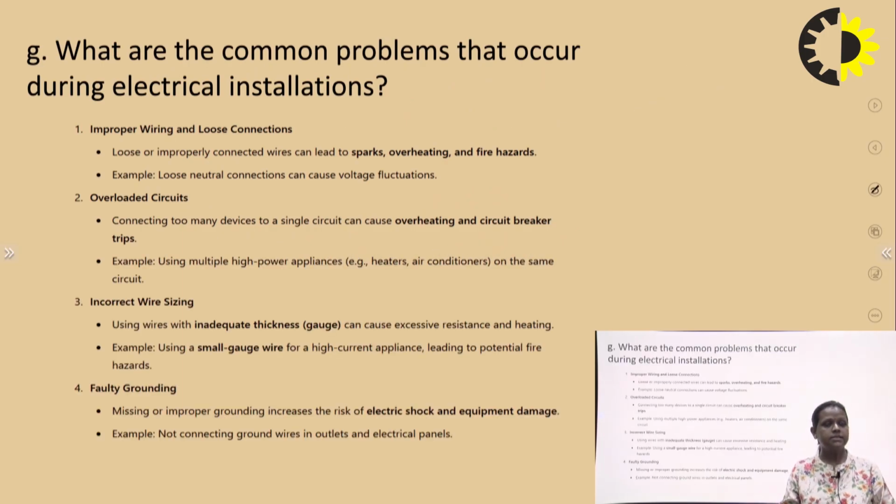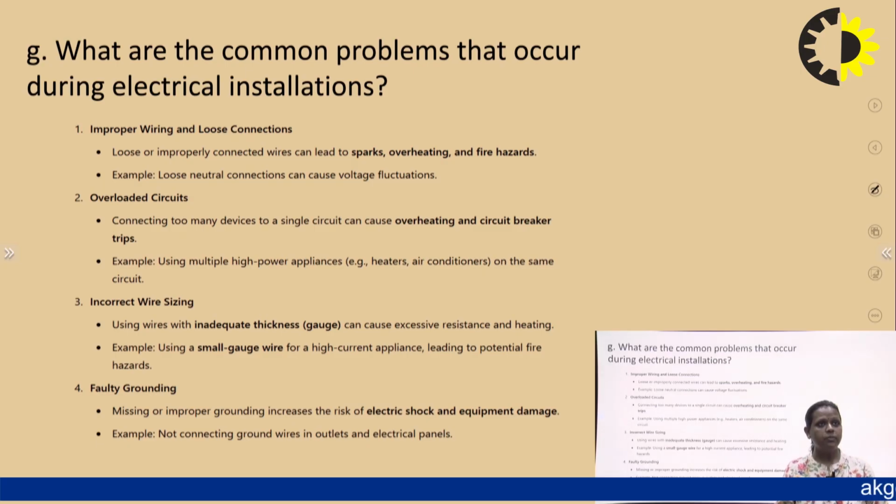Then the next is, what are the common problems that occur during electrical installation? The same question came in the odd semester also in 23-24.